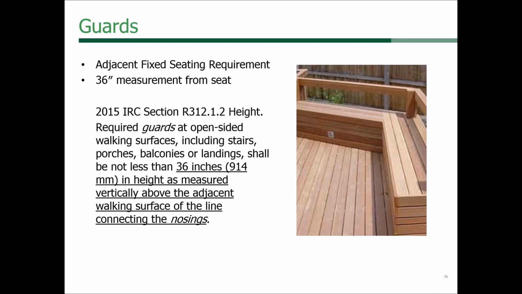So like this picture right here, in the 2015, it would say that might be completely appropriate for height. For DCA6, no, we'd want that 36 inches from the elevation of the seating, because if you have kids like mine, they're going to easily climb up on that seating, and then they're going to climb right over the guard. And so it was felt that we should keep the 36 inches to adjacent level.